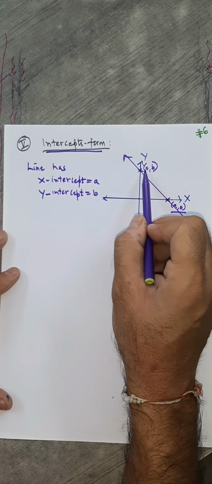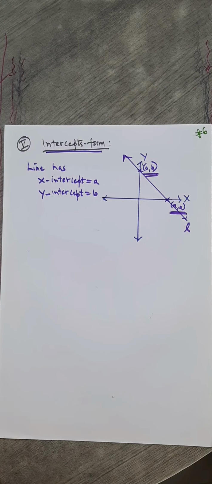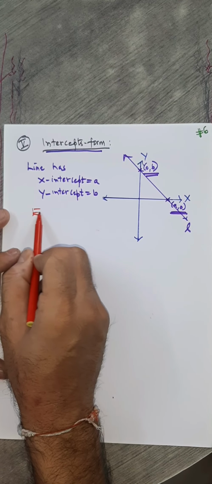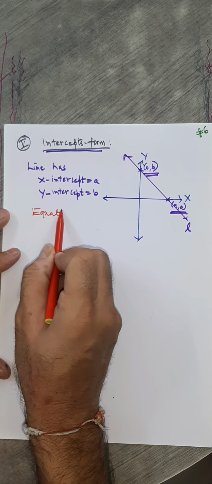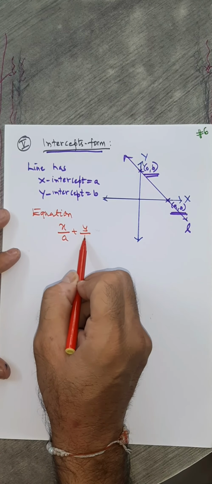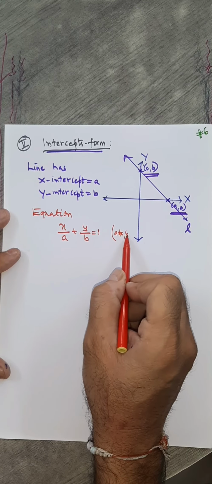Okay, so you are given two intercepts. Indirectly, which 2 points are you given? A, 0 and 0, b. These 2 points you are given. So you can get the slope very easily, or you can use the 2-point form. If you use that form, you will get the equation here: x upon a plus y upon b equals 1. Right? A and b should not be 0 here.